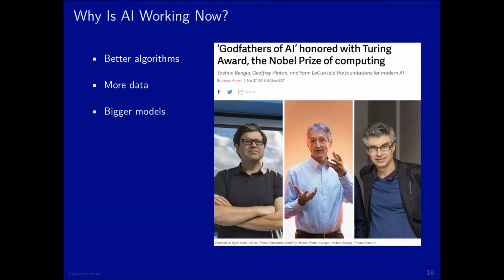And the three gentlemen shown on the right here, Bengio, Hinton, and LeCun, won the Turing Award in 2019, which is kind of like the Nobel Prize of computing, for their contributions to this. And a lot of what we'll discuss is work that goes back to these three.